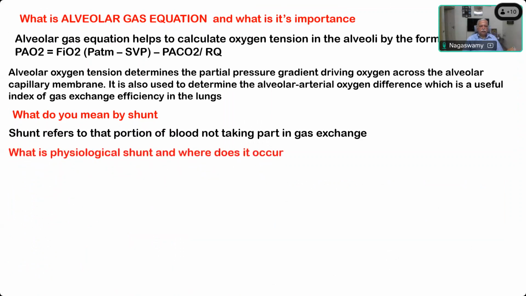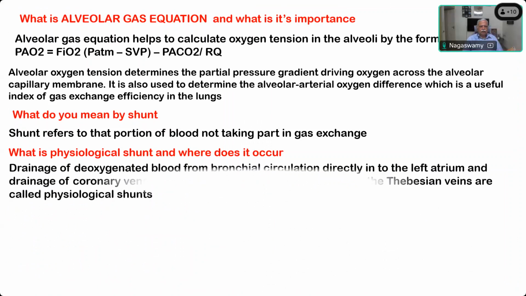What is the physiological shunt and where does it occur? One is through the Thebesian veins. They drain directly into the left atrium, sir. Very good. Thebesian veins were draining which part of the body? Heart or trachea? Coronary. Coronary? Yes. And drainage of deoxygenated blood from bronchial circulation directly into the left atrium. Drainage of coronary venous blood directly into the left ventricle by Thebesian veins are called physiological shunts.